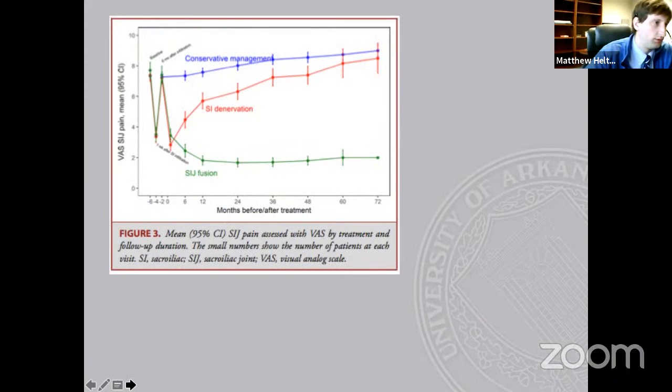So looking at the results of the study, as you can see, prior to treatment, all the cohorts were the same, and then you see the division of the cohort at treatment. In the visual analog scale for pain, patients that had SI joint fusion and SI denervation had a similar trajectory immediately following the procedure, while conservative management remained elevated and never really improved. SI denervation eventually joined and trended in that direction. Meanwhile, SI joint fusion patients continued to have persistently low pain scores once they recovered from surgery, about a year out.